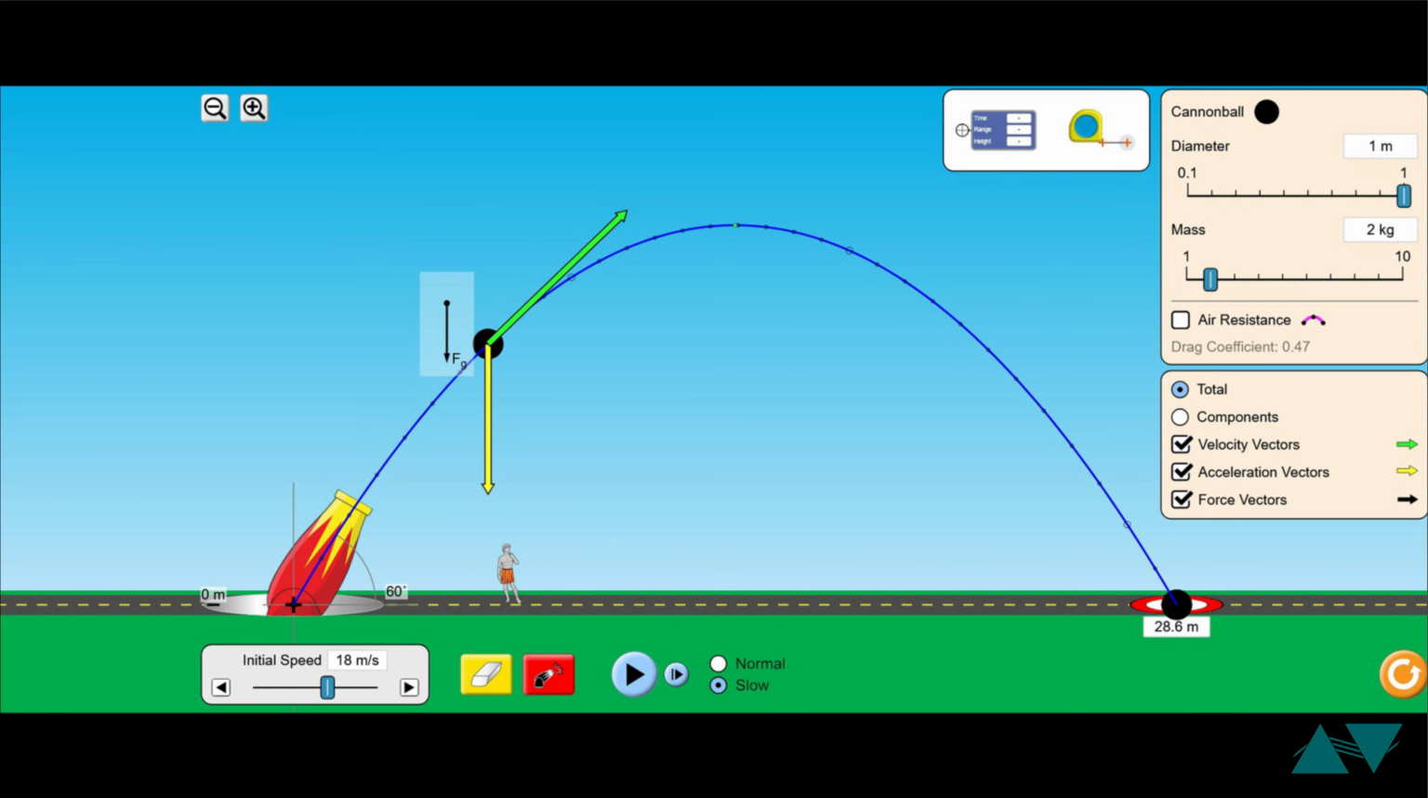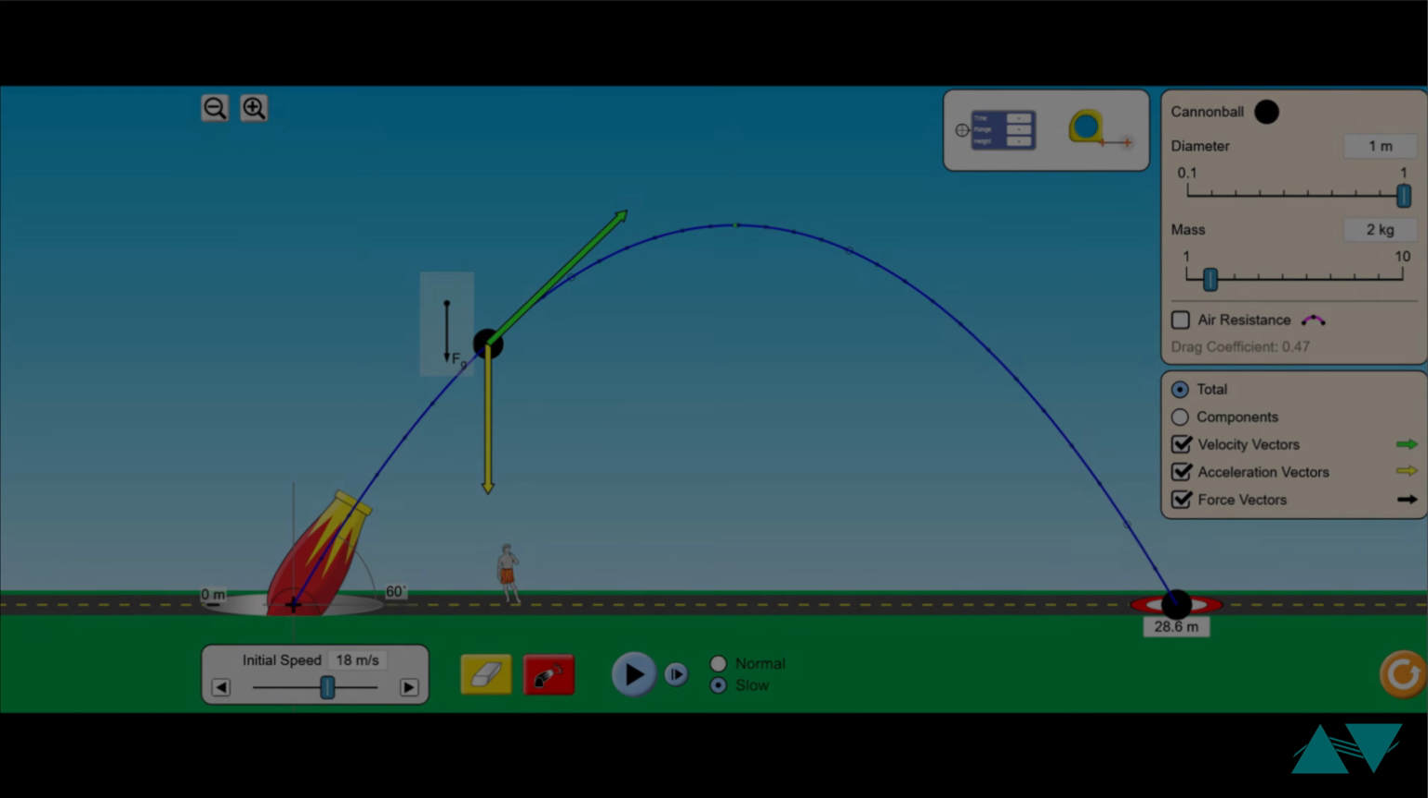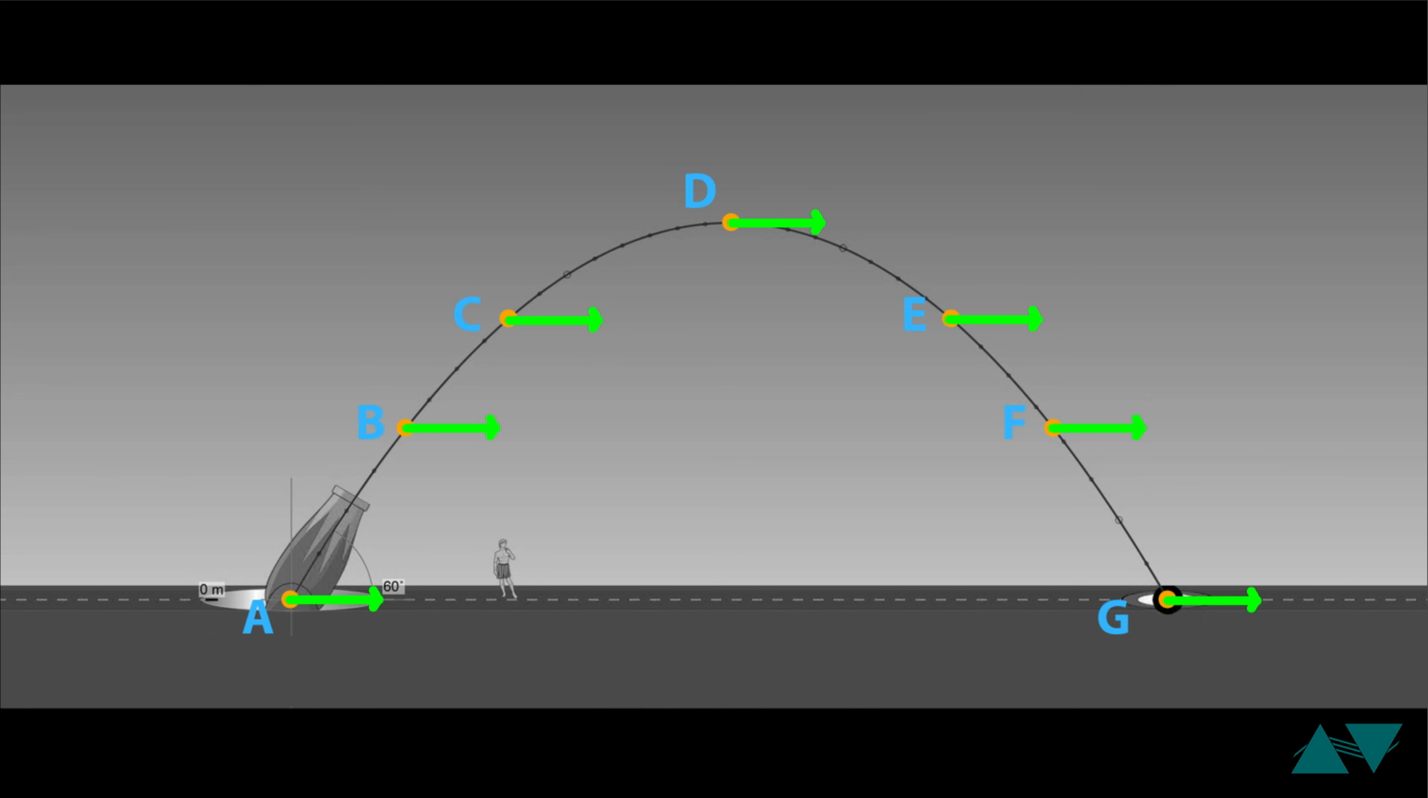Let's check another screenshot from the simulation with velocity components. We see that the horizontal velocity components marked at 7 different points on the pathway are the same. The green arrows are of the same length and direction, indicating the horizontal motion is with constant velocity. But there is a constant vertical force on the object, which is the weight of the object, and therefore there is a constant vertical acceleration in the downward direction.